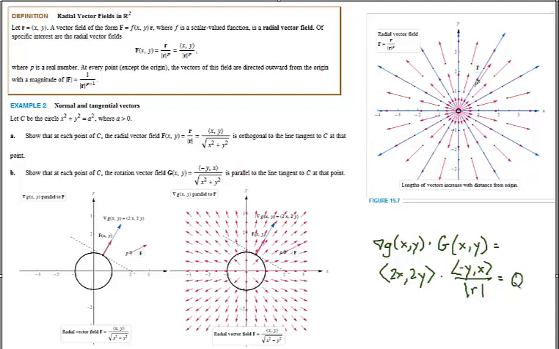Because of this, we can say that this gradient is orthogonal to the vector field G, which then implies that our vector field G is parallel to the tangent line at x, y. So this vector field G is parallel to the tangent line at x, y.